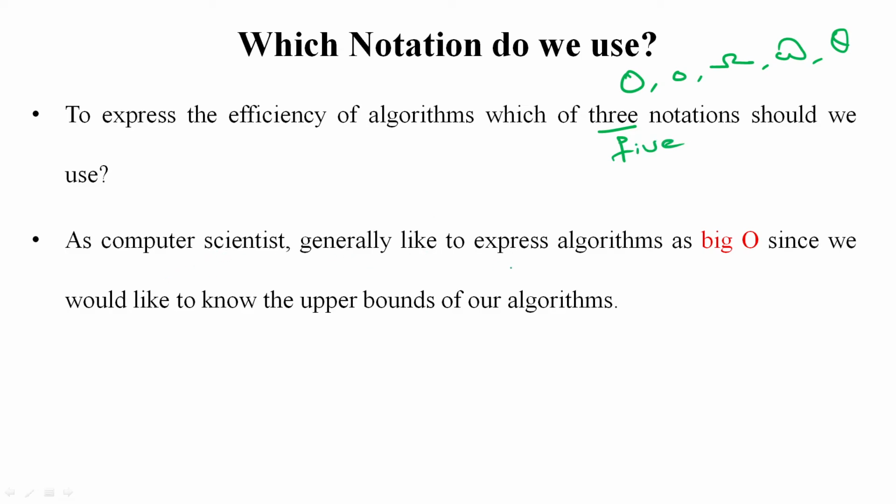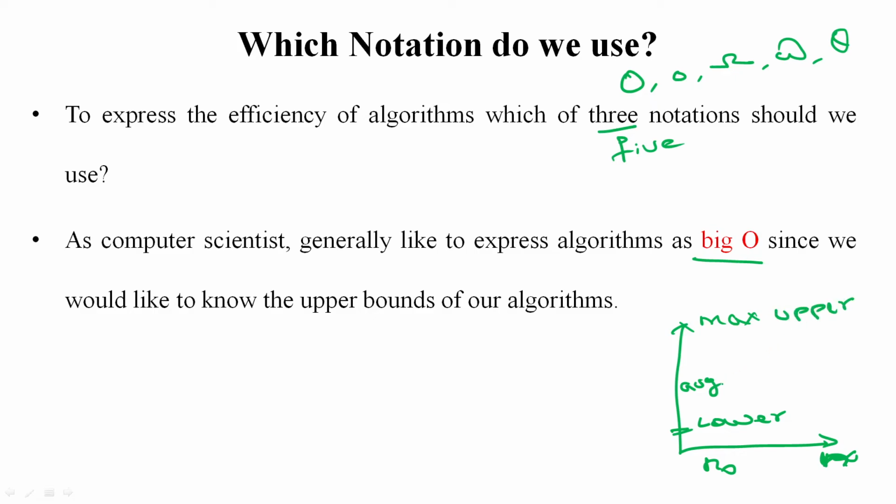As computer scientists, we generally like to express algorithms using big O, because big O represents the upper bound, the maximum time consumed by the algorithm when you are increasing the input from n0 to infinity. This maximum time includes the average time, I mean the tighter bound, and also the lower bound minimum time. So scientists always use big O notation to represent the time complexity.